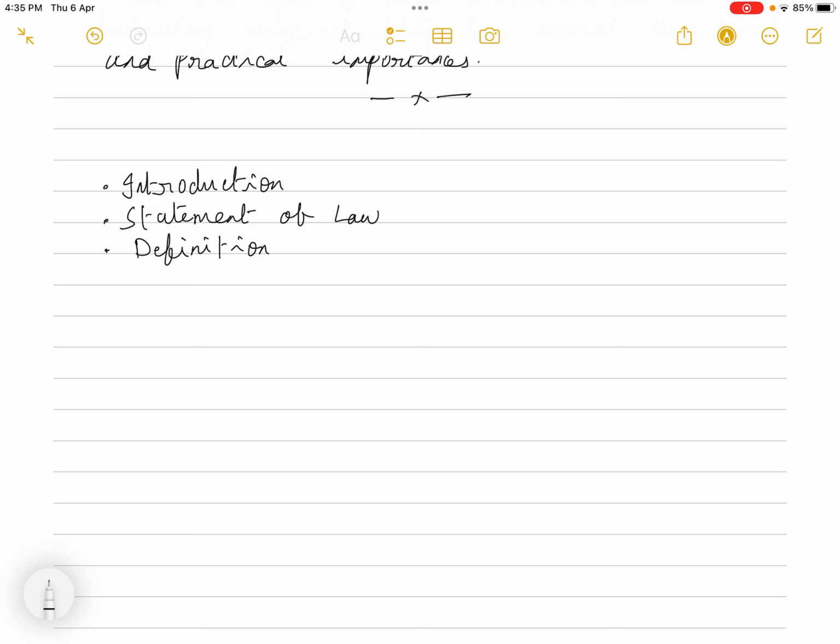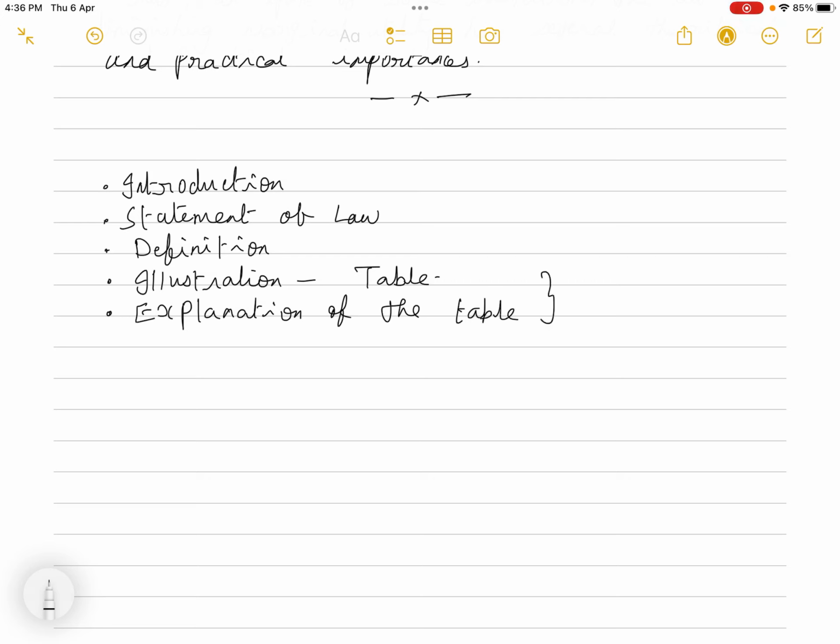Then the next one is the definition of the law. If it is possible, you can give all the definitions which are given in the textbook, or if it is not possible, at least one definition you have to mention. And then you have to explain the illustration of the law, in the sense the table, the utility schedule. And then the explanation of the table. In this itself you will mention the concepts of total utility and marginal utility. Those concepts you have to explain.